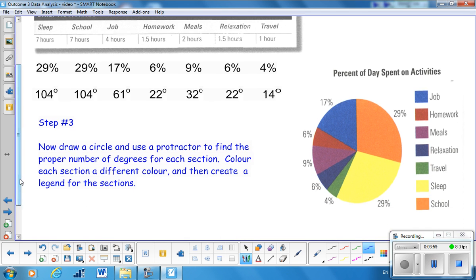Now, draw a circle and use a protractor to find the proper number of degrees for each section. Color each section a different color and then create a legend for the sections. So the legend of my circle graph is listed along this side here, and I've drawn out my circle graph. So for sleep, which is this yellow color, if I measure from here to here, it should be 104 degrees. If you need some help with this, please find a teacher to give you some assistance.